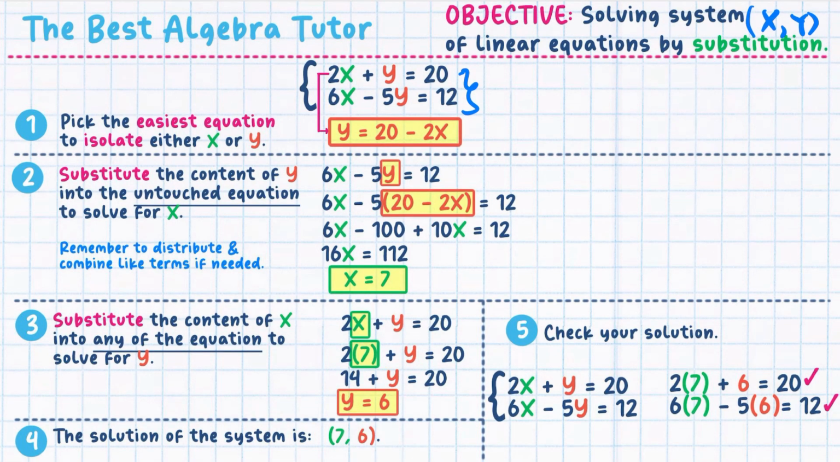So step one, we want to pick the easiest equation to isolate. We can either isolate x or y, it doesn't matter. We're going to have to start somewhere, but we want to be smart about it. We want to pick the easiest equation to do.